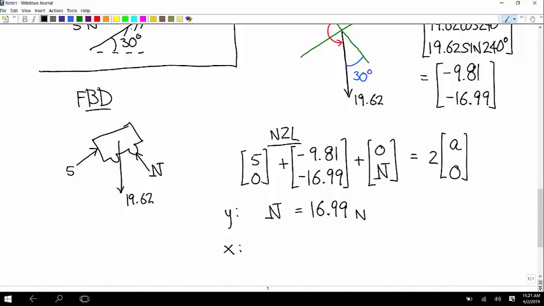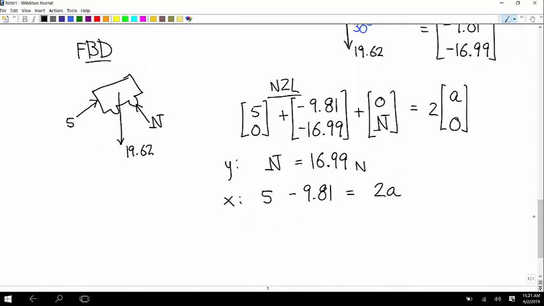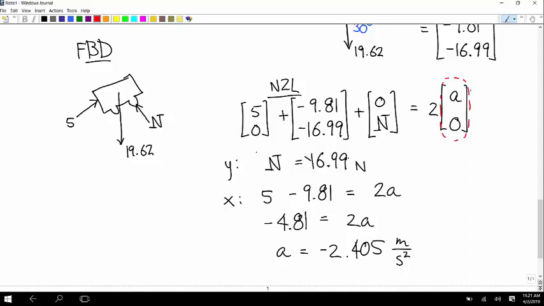And then the x equation says 5 minus 9.81 is equal to 2a. So negative 4.81 is equal to 2a. So a is equal to negative 2.405 meters per second squared. And now the acceleration vector is this thing. We just didn't know what that value a was.